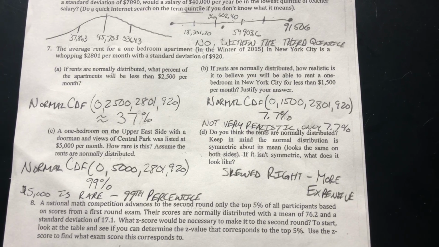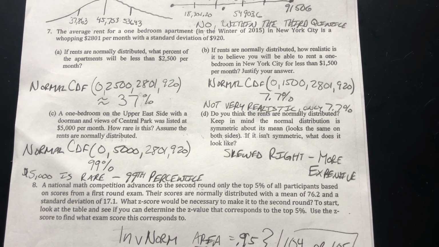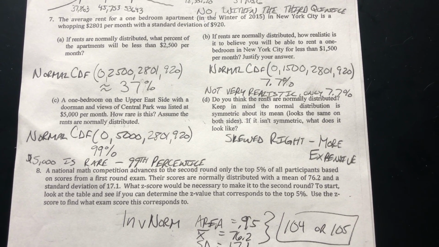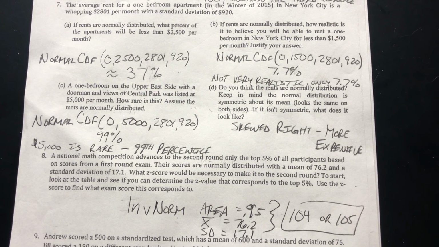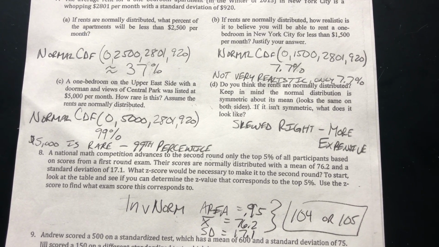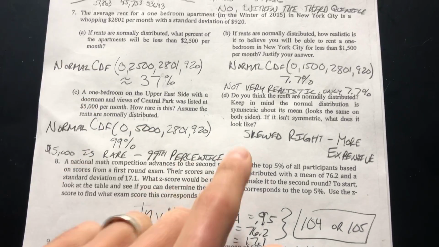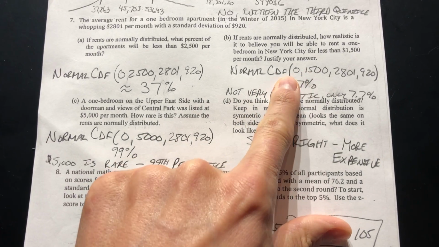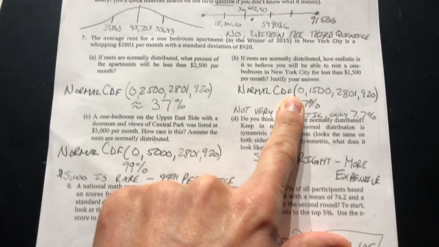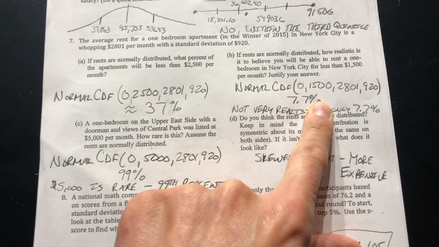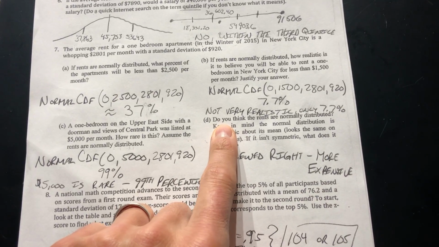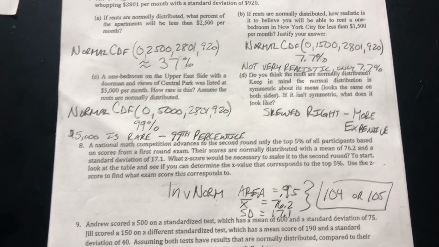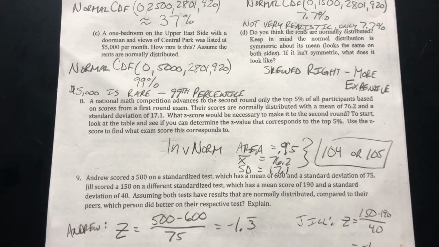B, this one says if rents are normally distributed, how realistic is it to believe you will be able to rent a 1-bedroom in New York City for less than $1,500? So less than this, so that was my maximum. My lowest, once again, was 0. You could have put negative 200, negative 1,000, about 7.7%. So is this realistic? No, it's not very realistic. It's only 7.7%.